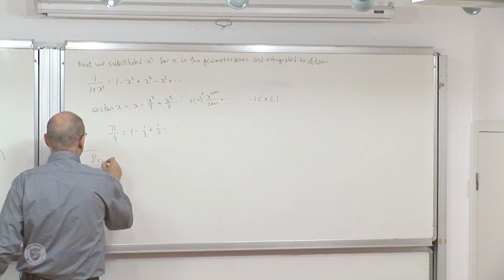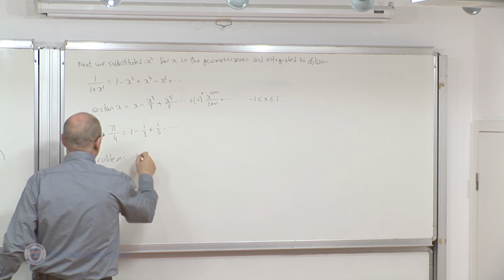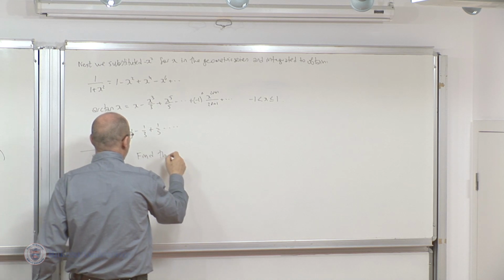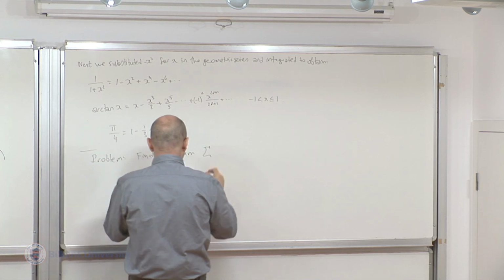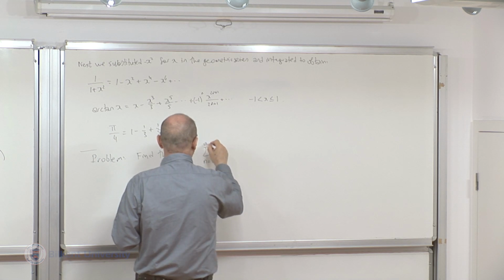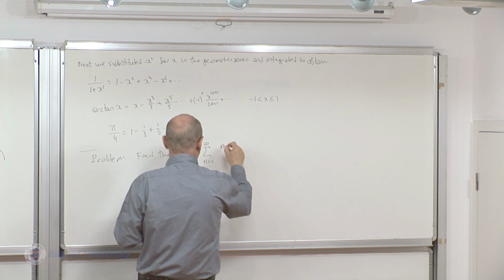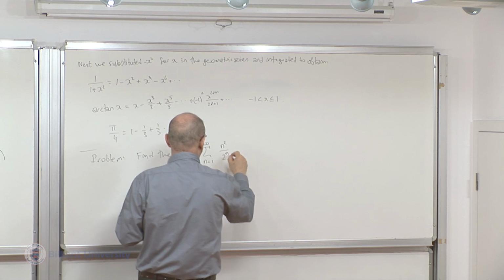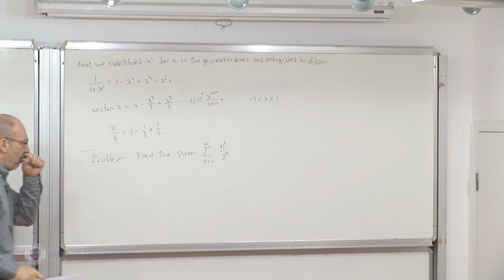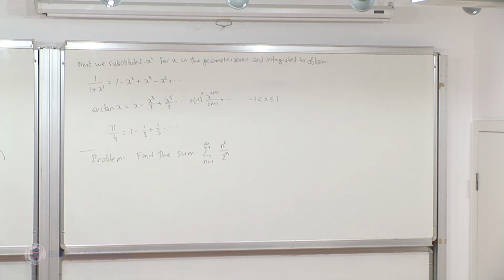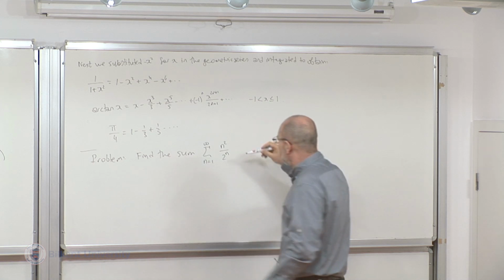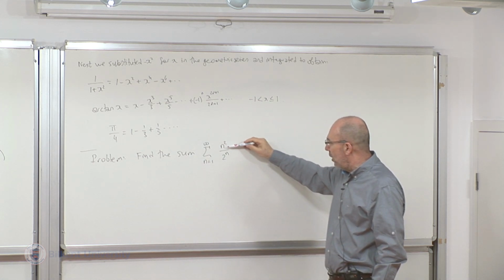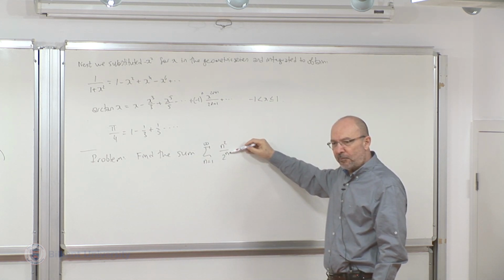Problem: find the sum, summation n equals 1 to infinity of n squared over 2 to the power n. Out of the blue, this doesn't make sense. But here you recognize that except for this n squared, this is a geometric series.